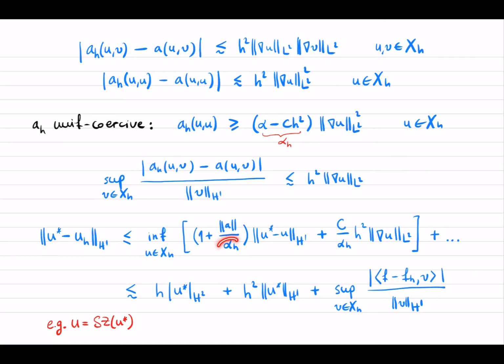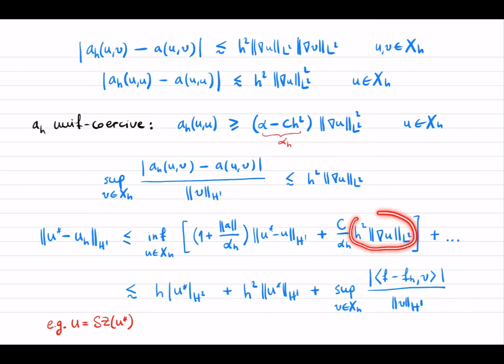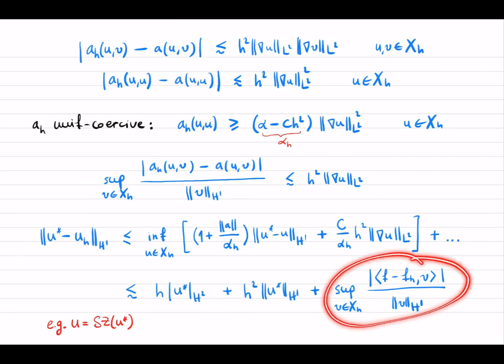constants. We know, for example, that alpha_h has a lower bound independent of h, so this can really be treated as a constant. Here we have the exact solution u star minus some arbitrary finite element function u, and here we have the consistency term coming from the a_h, which is this estimate. You have h squared times this H1 semi-norm of u. And then here we should have the consistency term coming from f_h, which is here.